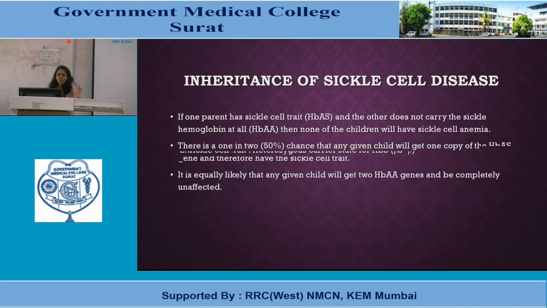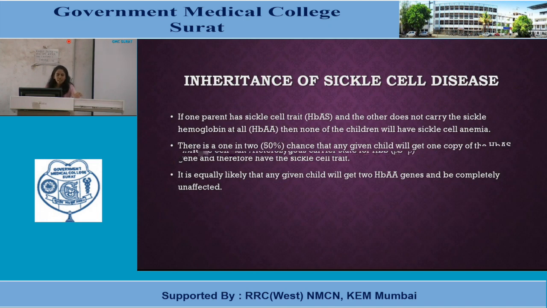Now, sickle cell disease. Go through a diagrammatic presentation of it. For now, if one parent has sickle cell trait and the other does not carry the sickle hemoglobin at all, meaning that he is normal, then none of the children will have sickle cell anemia. There is a 1 in 2, like 50%, chance that any given child will get one copy of the HbAS gene and therefore have sickle cell trait.